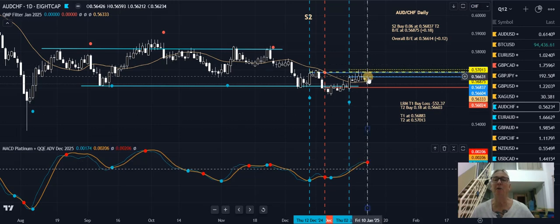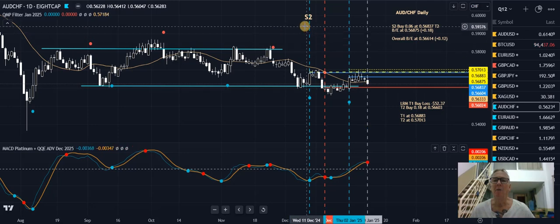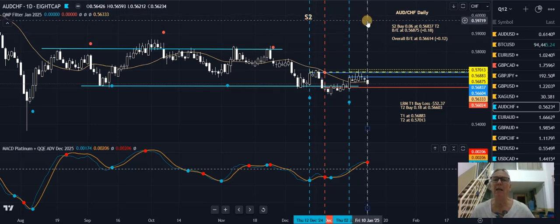So if we get another sell anytime soon, and we've got a red dot on the MACD Platinum above the zero level, but no red QMP filter dot, so I'll be getting red, that's hence the grey warning line there. So I'll be getting ready to sell. And if I do get a sell, not only will it be an S2 trade, it'll also be a sequence 1. I'll go back to sequence 1, trade 1, if it stays above the MACD Platinum.